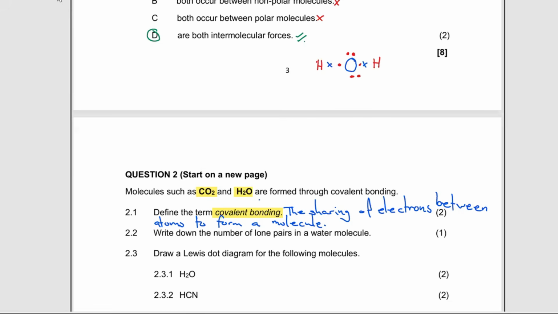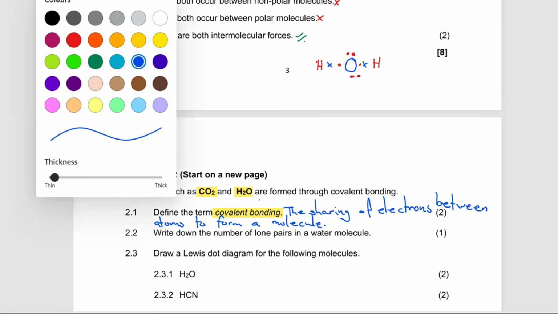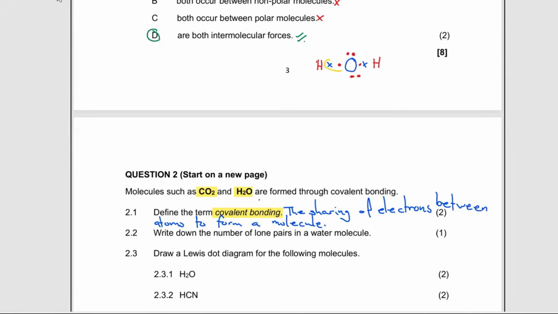Then here the question says, write down the number of lone pairs in the water molecule, right? So the number of lone pairs within this water molecule is going to be a total of what? This first one, right? These are referred to as the bonding pairs. Let's just label them. These are actually involved in what? In bonding. And then these ones at the top there, which are already paired, they are referred to as what? Lone pairs. Okay, so those are lone pairs.